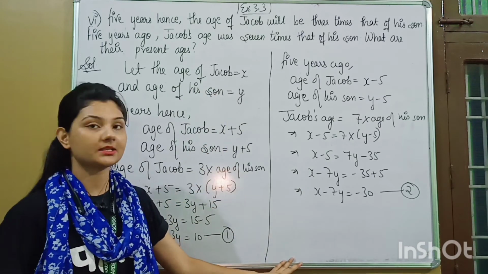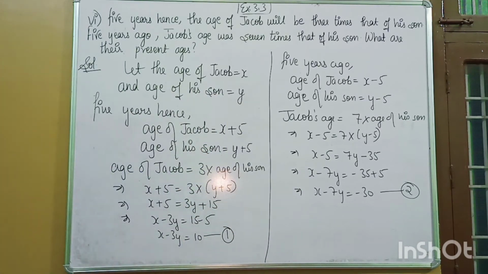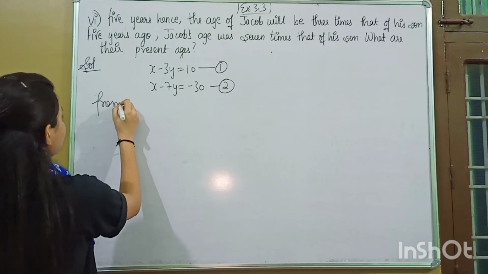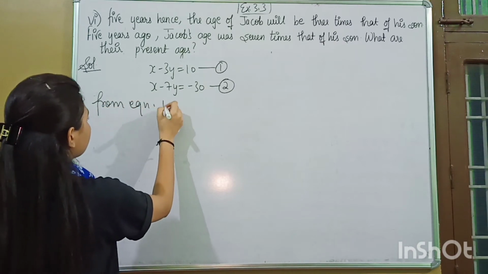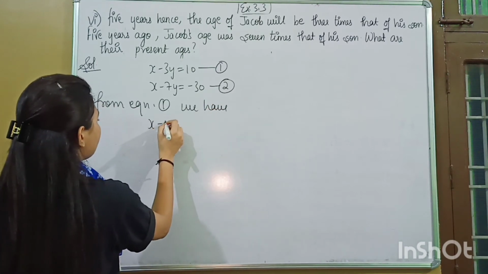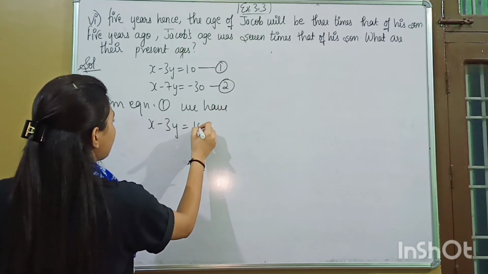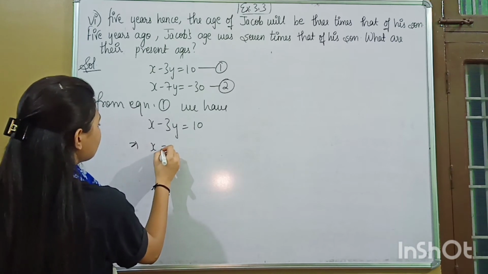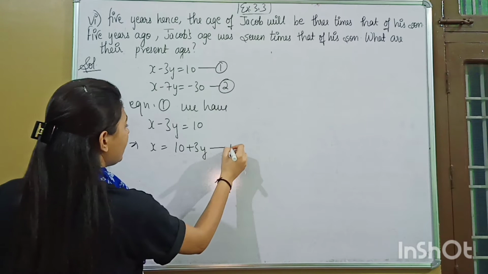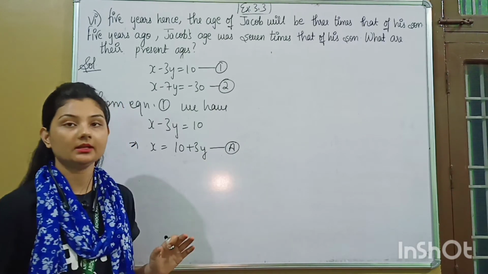So now we will solve these equations. We got two equations from here. Now, from equation 1 we have x minus 3y is equal to 10. So the value of x will be, this minus 3y will go to the RHS, so it will become plus 3y, and it will be named as equation A.